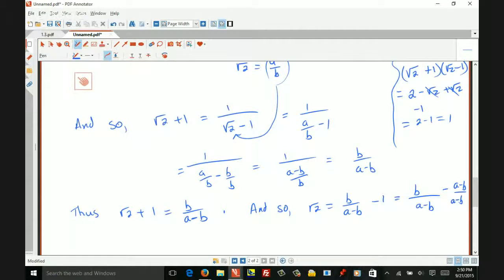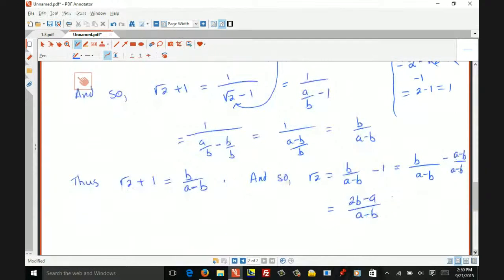So I have minus and a minus b. So it's b minus a plus b. So that's going to be equal to, I guess I'll put it right here, 2b minus a over a minus b. That's what our square root of 2 is equal to. It still looks like a fraction, but these numbers look different.